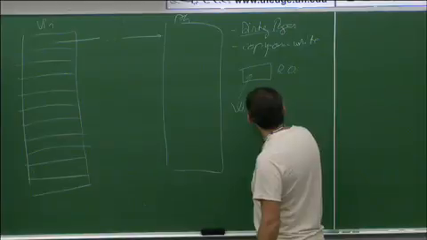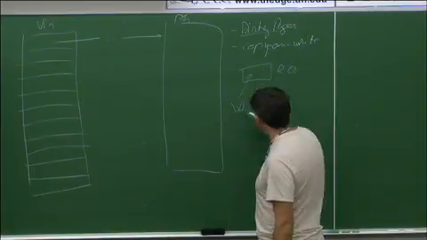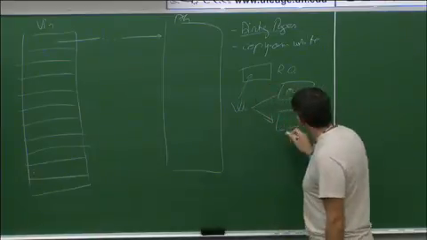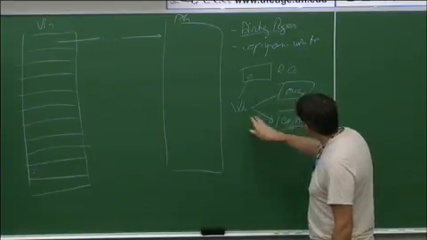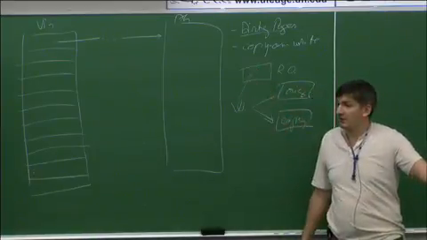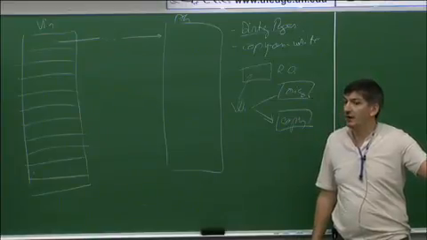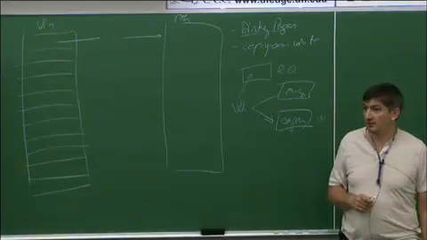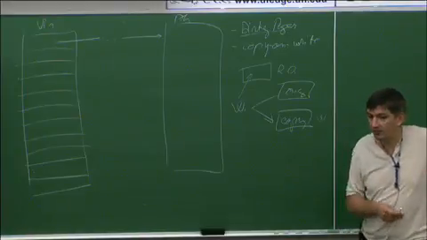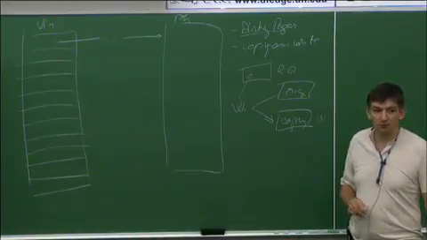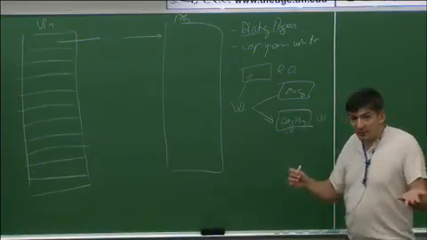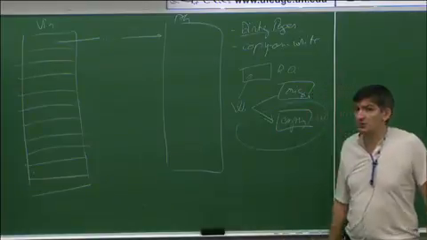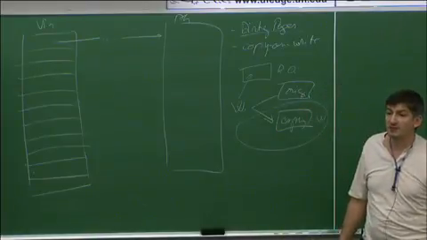What I'll do is at this point, I'm going to, in fact, create a copy of this page. So this is the original page. You create a copy of the page. And you change the table only for the process that actually tried to write. And you change the rights to this, so it actually has the write permission. It can actually write. And of course, then the hardware is going to reissue the instruction that tried to do the write.